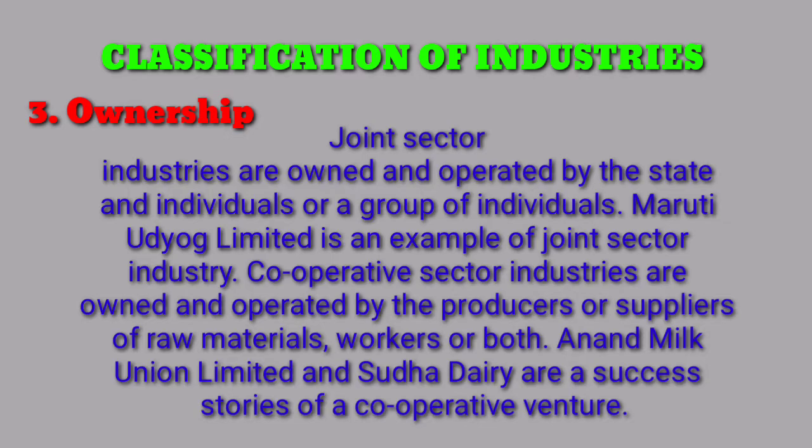Joint sector industries are owned and operated by the state and individuals or a group of individuals. Maruti Udyog Limited is an example of joint sector industry. Cooperative sector industries are owned and operated by the producers or suppliers of raw materials, workers, or both. Anand Milk Union Limited and Sudha Dairy are success stories of cooperative ventures.